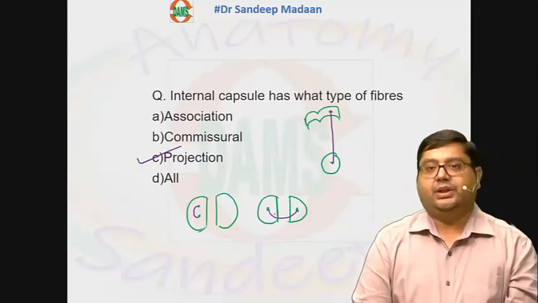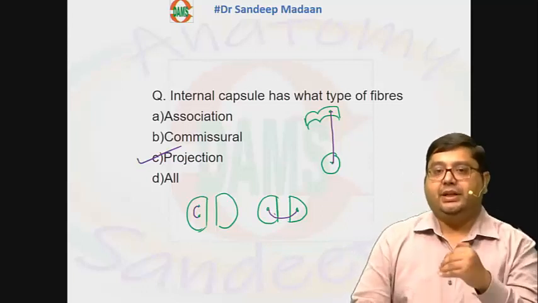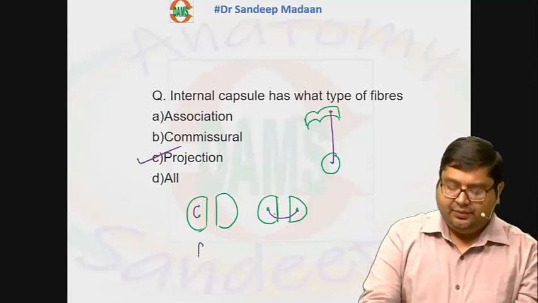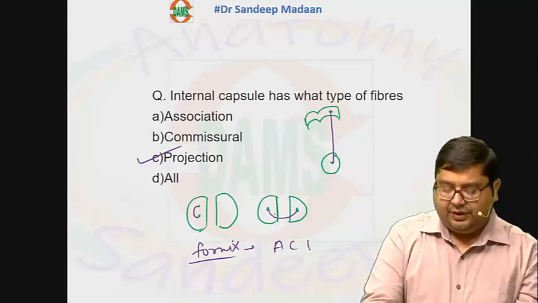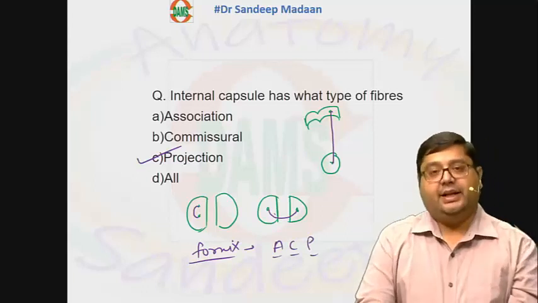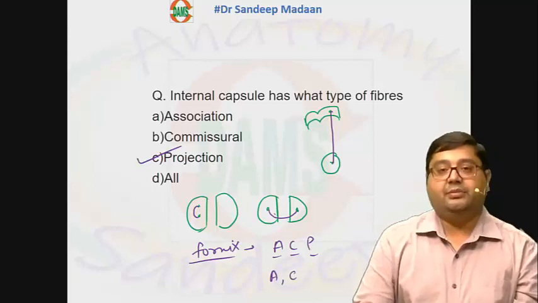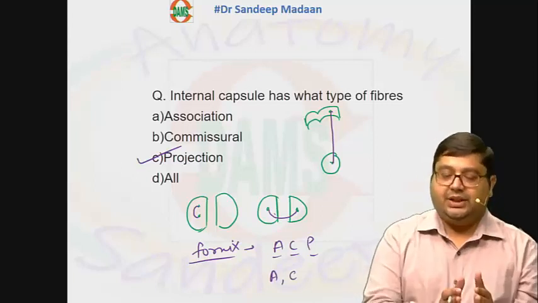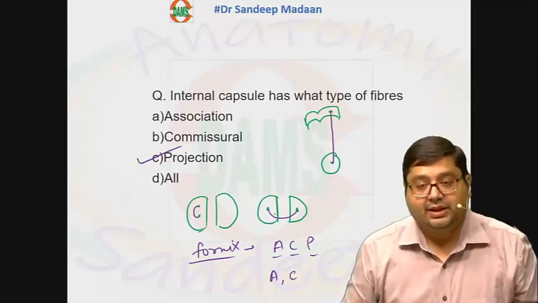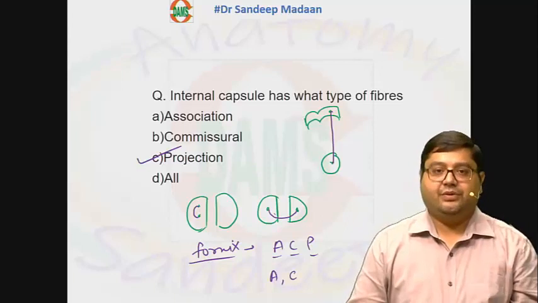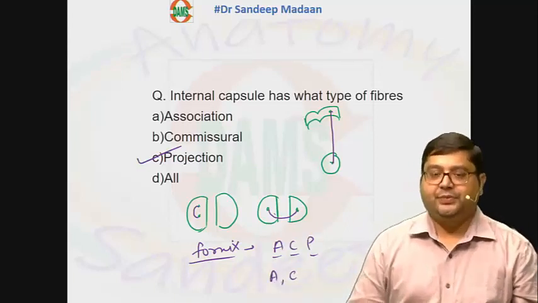And fornix is one of the tissues which actually has all three types of fibers. In other books it has been described to have all three sets of fibers, but in Gray's Anatomy 41st edition it is given as association and commissural, meaning it has been described under association and under commissural. It is not written that it is not a projection fiber, but it has not been described under the projection fiber, right? But other books say that fornix has all three sets of fibers.